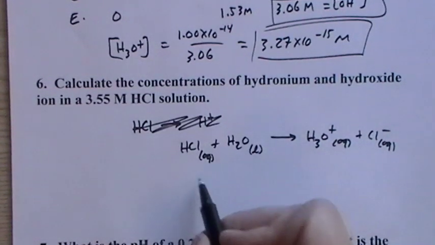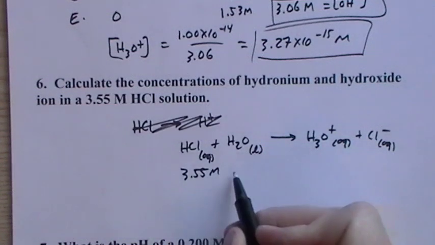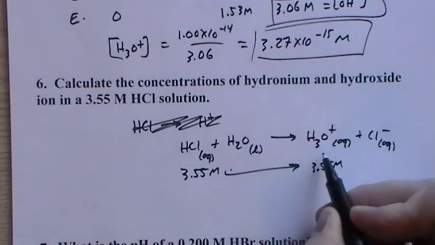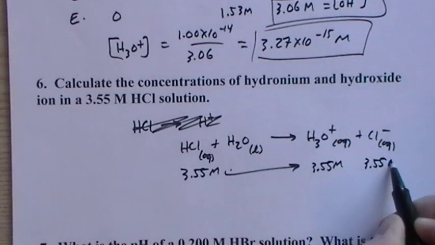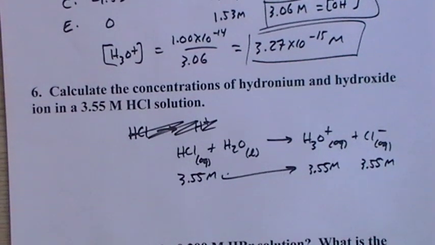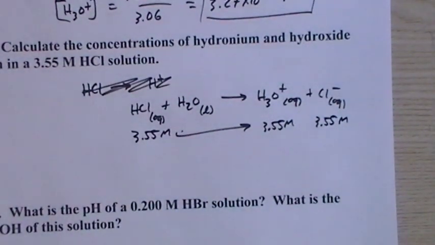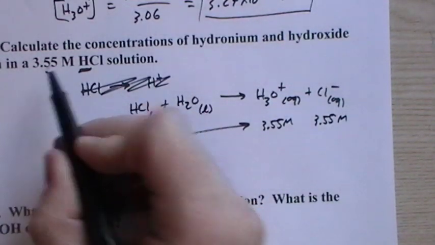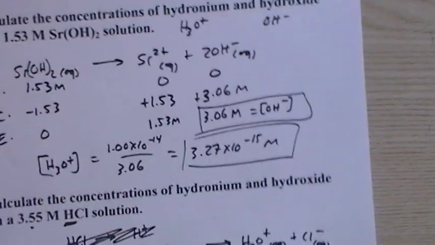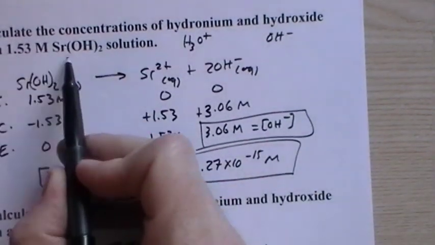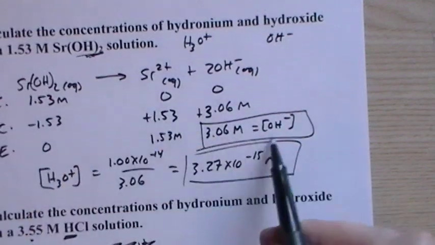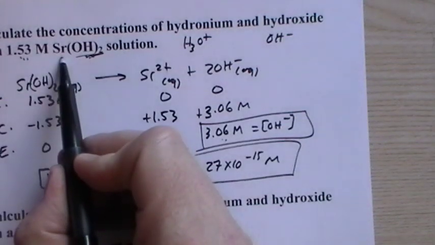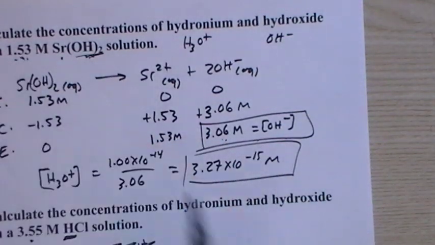Now I could do out the ice table, but we know that 3.55 molar HCl breaks up completely, turns completely into 3.55 molar H3O+ and 3.55 molar Cl-. So we can go through the whole thing, but you should know, since it's a strong acid and it's monoprotic, that the H3O+ concentration is going to be the same as the other one here. And you can see up here that we know the concentration of the base, but there's 2 OH minuses, so our final concentration of OH minus is twice that.